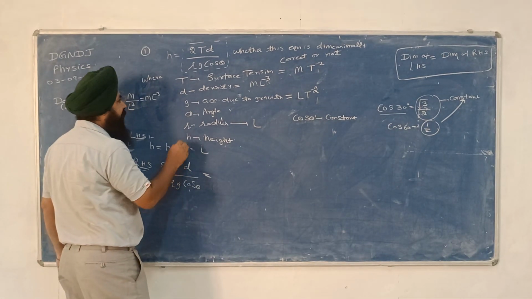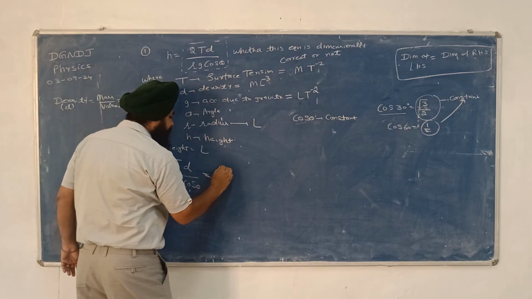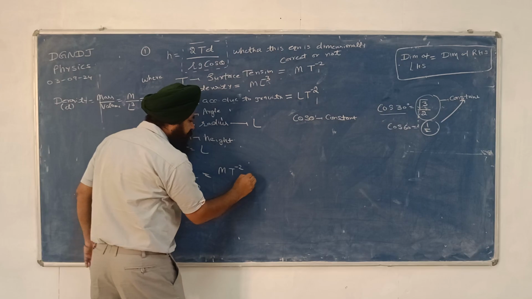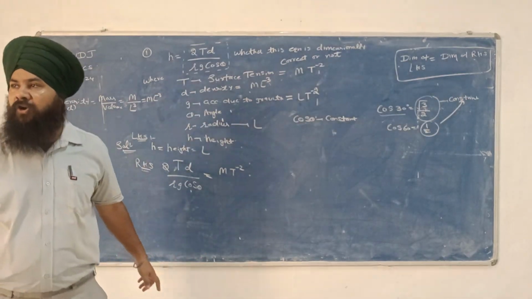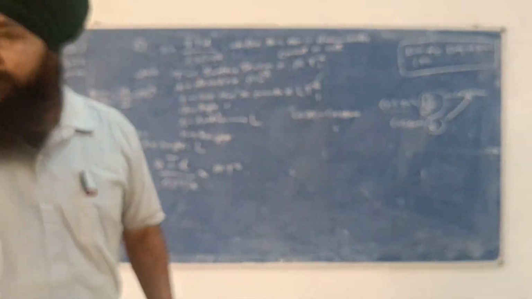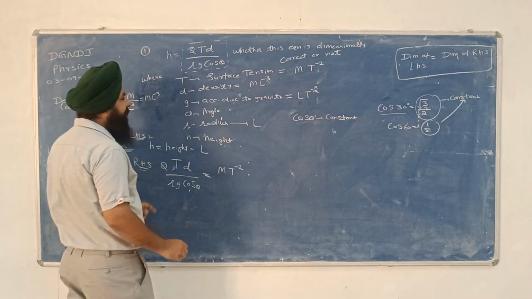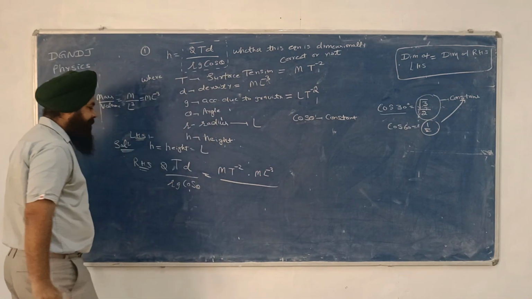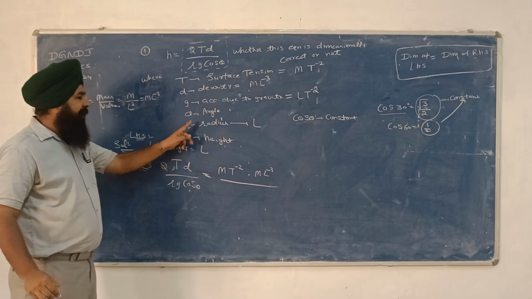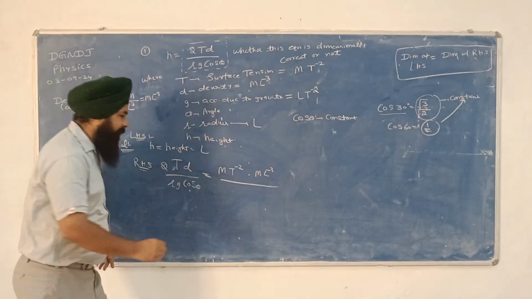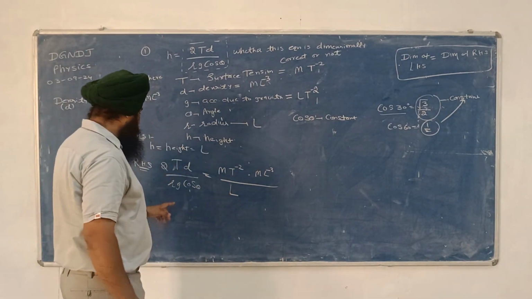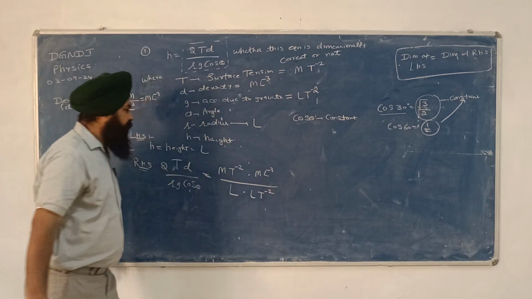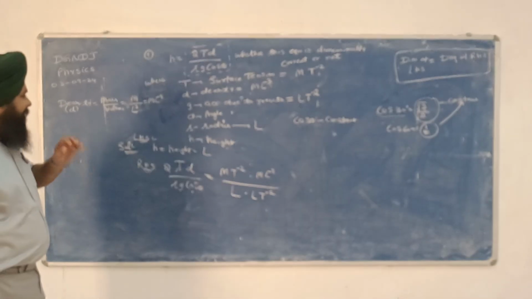What is the dimensional formula of T? T is called surface tension. MT minus 2. This dot means product. Multiply. What is D? Density. ML minus 3, divided by, what is R? Radius. Radius is measured in L. L into g. g is LT minus 2. अब देखो क्या आंसर आता है इसका.